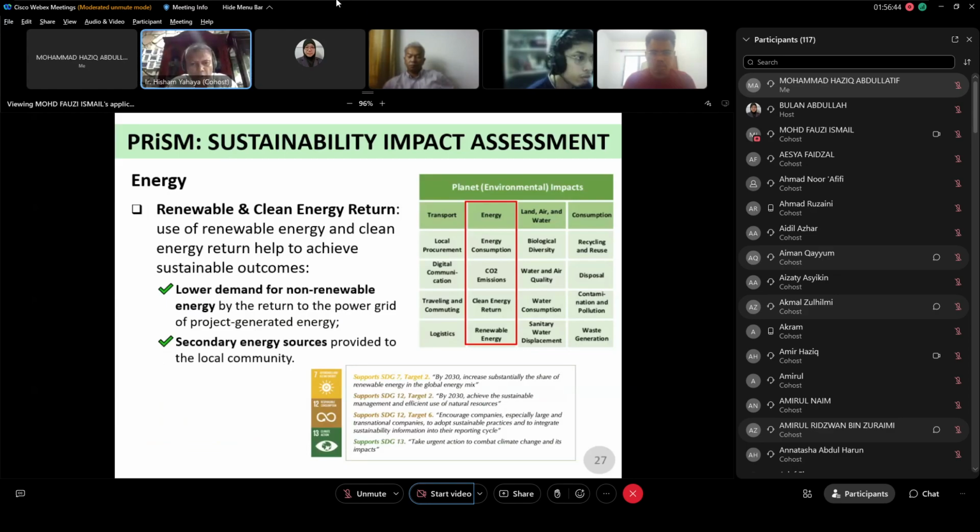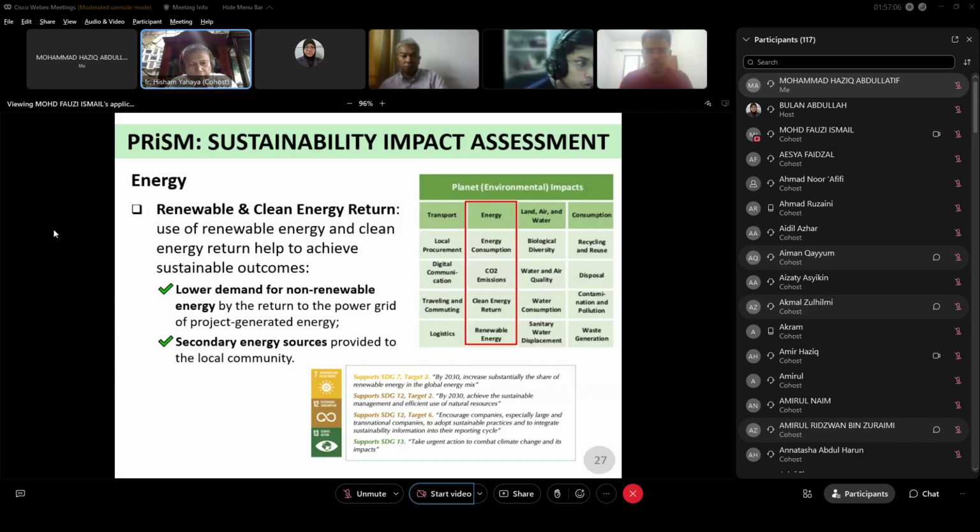On renewable and clean energy, you look into how some of these may not be within your area as a young engineer, but this is something you can look into: how can you lower the demand? One area is to look into optimization.